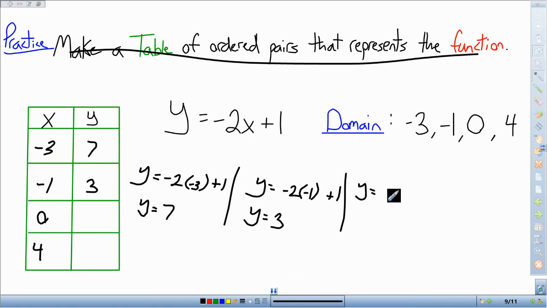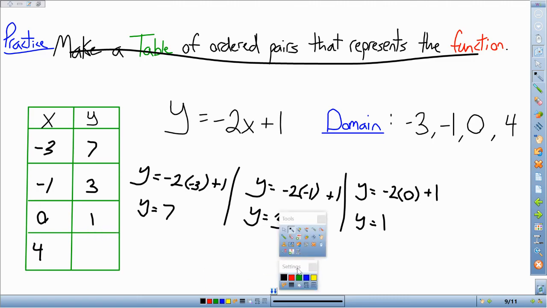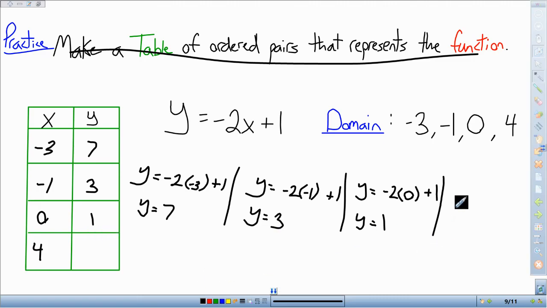Next one, y equals -2 times x plus 1. We're going to plug in 0 for x. And it looks like we're getting 0 plus 1, 1. All right, and last thing is y equals -2 times x plus 1. Looks like we're going to plug in a 4 for x. Okay, so -8 plus 1 gives me -7.